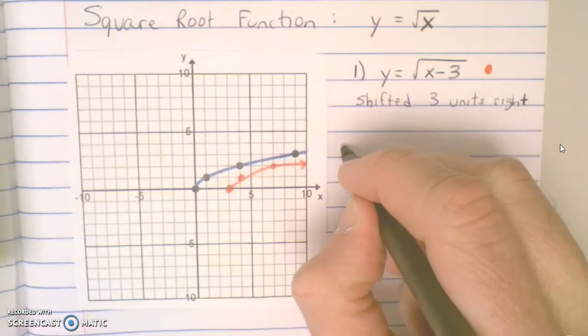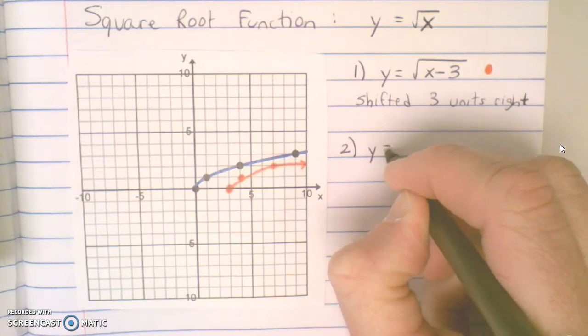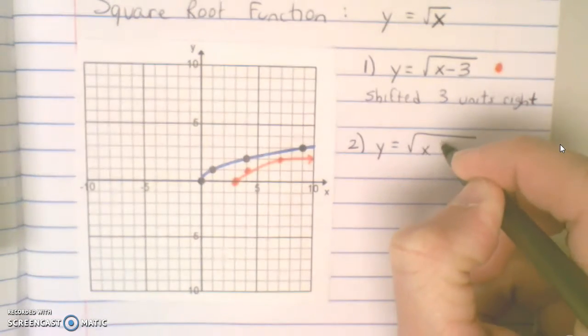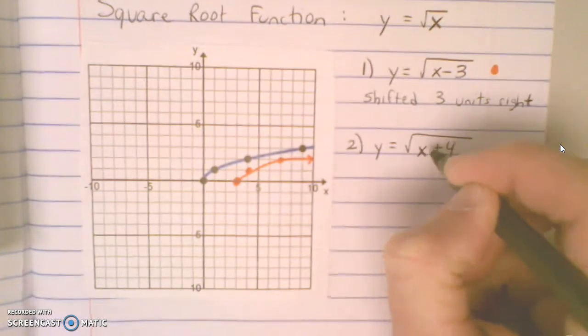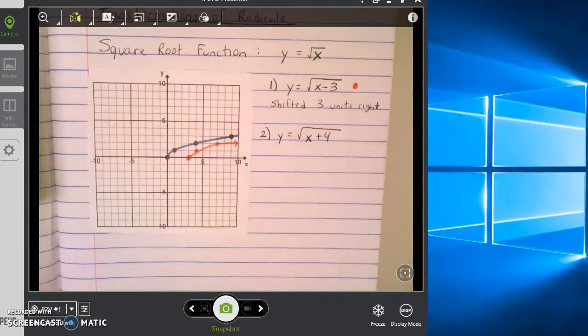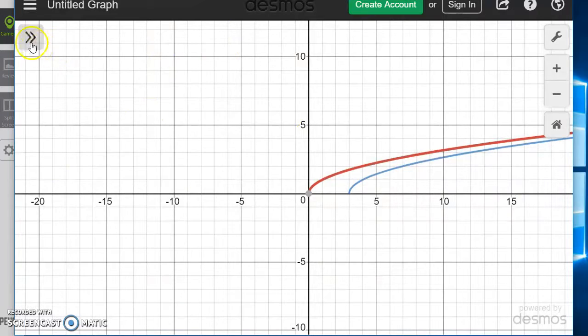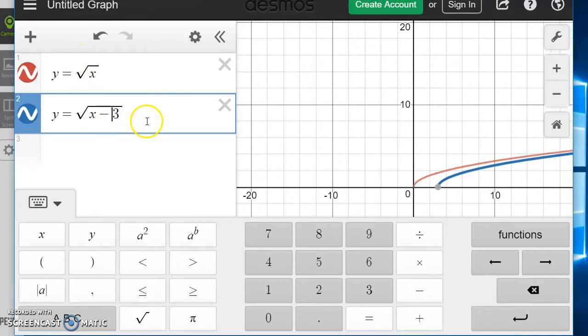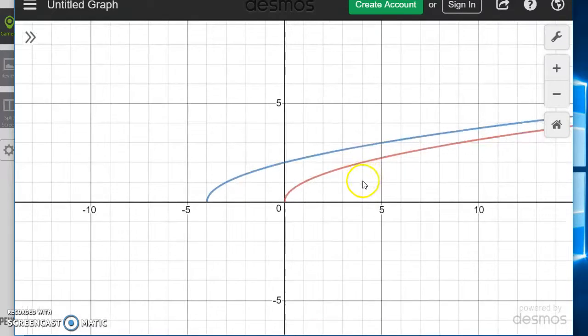Okay, let's look at another example. This time let's do a plus underneath, and we'll do the square root of x plus 4. Again, we're going to use the same graph, and we'll use Desmos to see what happens when we shift it, x plus 4 underneath the square root. On my equation, I'm going to keep the parent function because I want to compare, and I'm just going to change this one to plus 4.